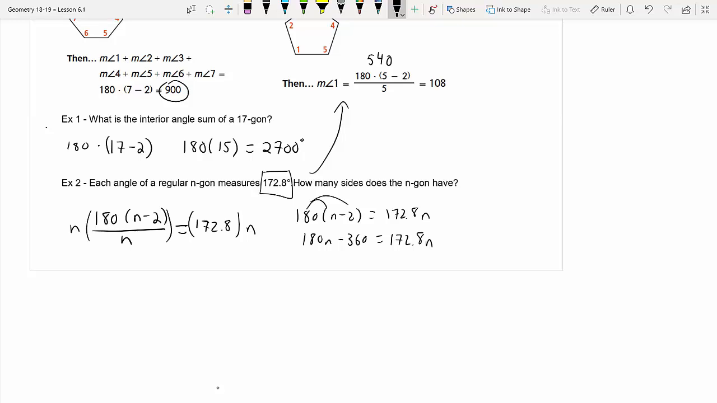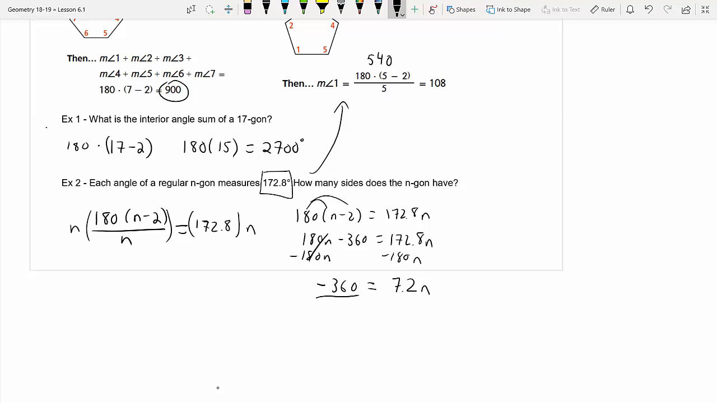And then you have 2 options here. I'm going to save ourselves a step of algebra and just make everything negative, so it'll be a minus 180n. And so when I do that, I'm going to do 172.8 minus 180. I'm going to end up with negative 7.2n.